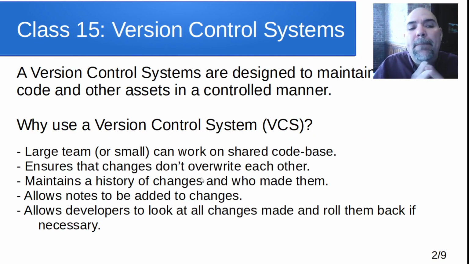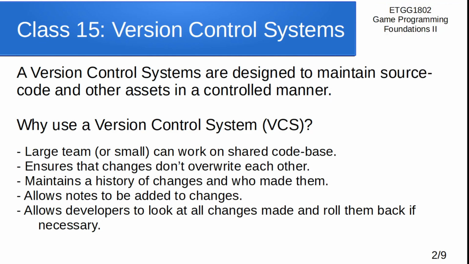Okay, now, what is a version control system? And let me hide my face on here so you can actually see the entirety of what's said there. Version control systems are designed to maintain source code and other project assets in a controlled manner. What does that mean for you and your project? Why would you ever want to use that? Well, if you have a large team or a small team, it allows you to work on a shared code base with different people working on it at the same time. It ensures that changes don't overwrite each other, because if you try to make a change that overwrites somebody else's change, it'll force you to resolve that as you commit those changes.